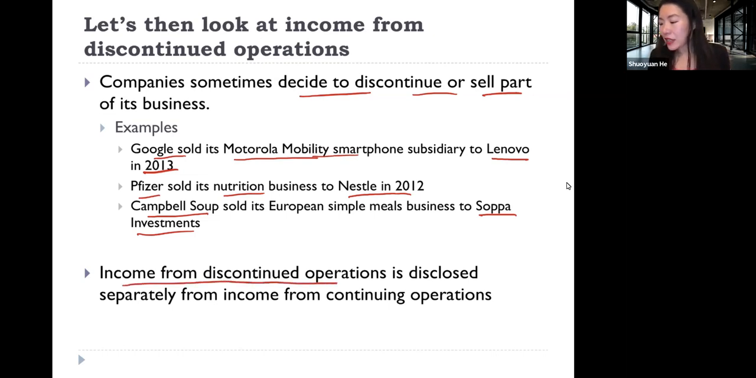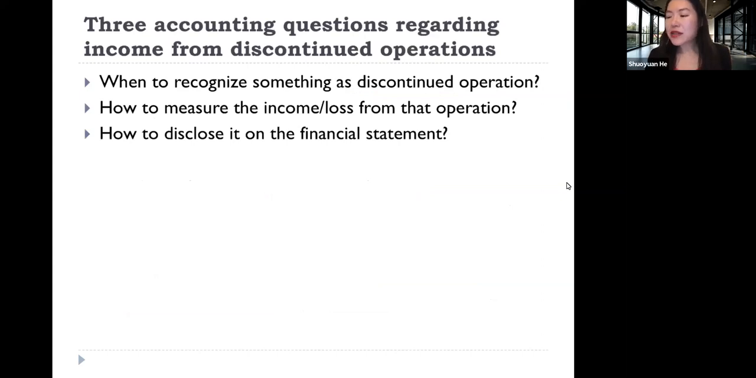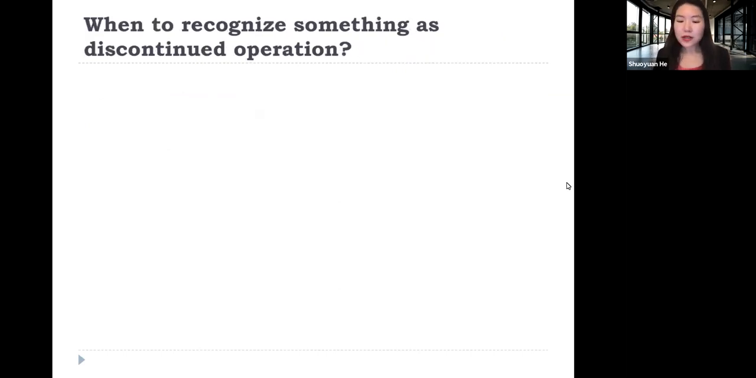And income from discontinued operation is disclosed separately from income from continuing operation. This we already mentioned. When the firm has any of those cases during the year, there are three accounting questions. The first question is when to recognize something as discontinued operation. And then once we decide to recognize something as discontinued operation, the next question is how to measure the income or loss from that operation and how to disclose it on the financial statement. So let's first look at when to recognize something as discontinued operation.